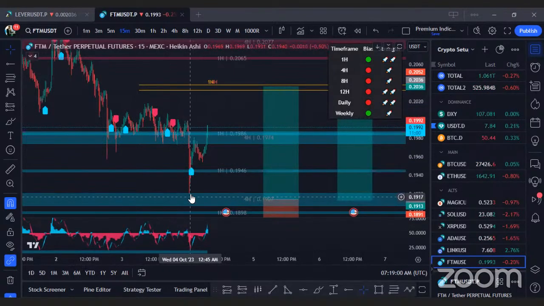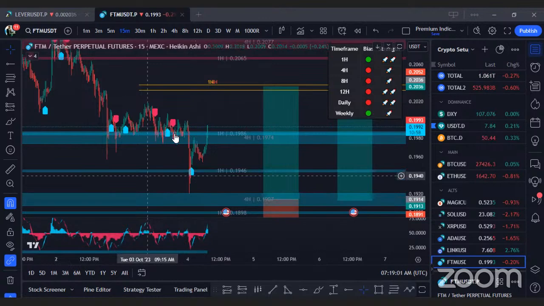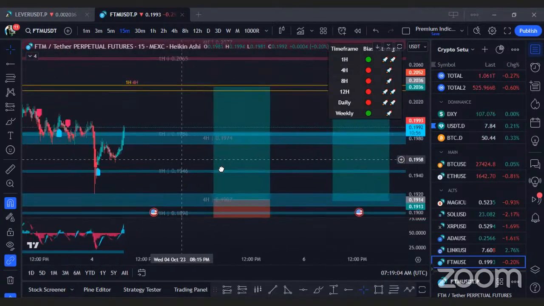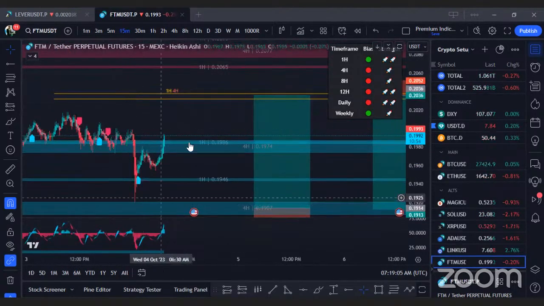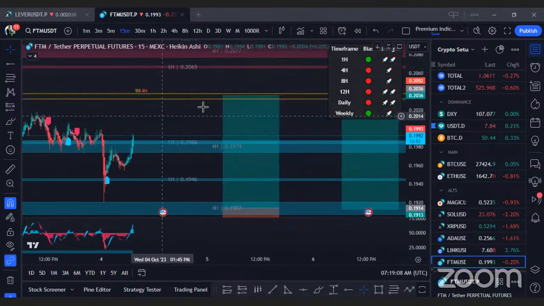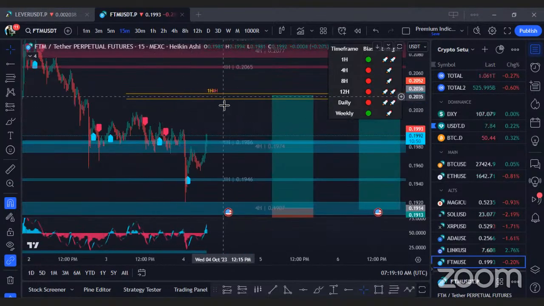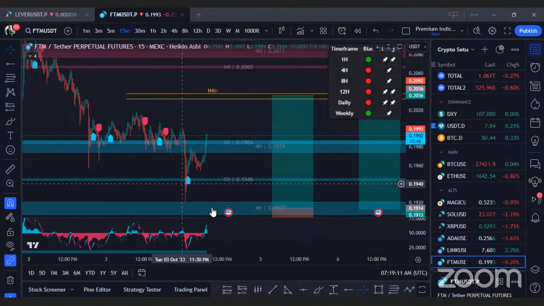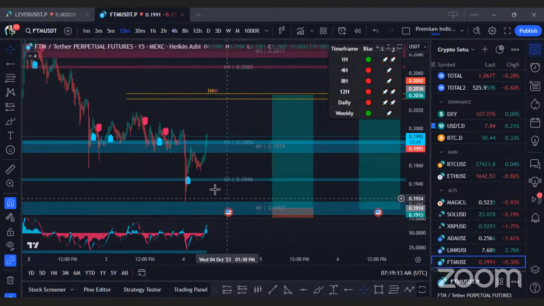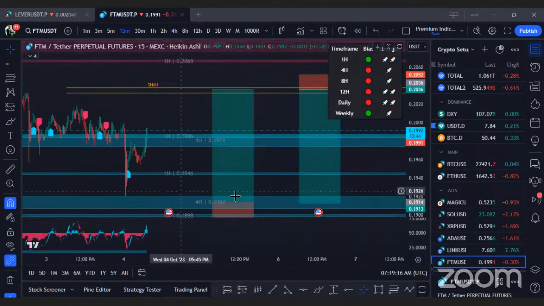So it just wicked down to that level, even before I entered the trade. So that equally got me stopped out. So it wicked down to that level and then started rejecting to the upside. So yeah, I'm looking for this to come back up here. I will short, or wait for it to come down here and I will long. Those are the two scenarios that I'm looking at for FTM.